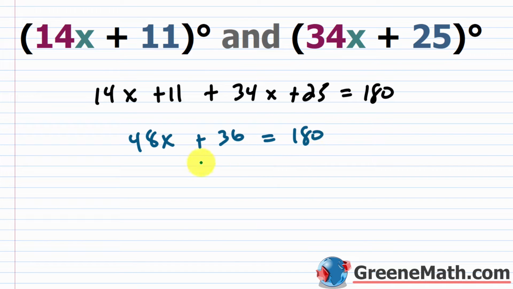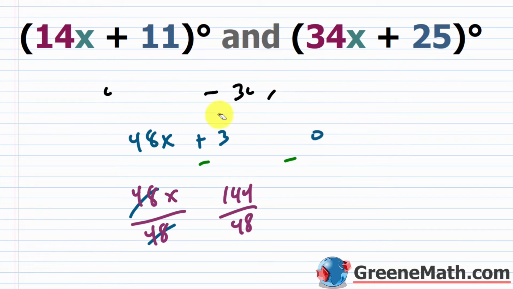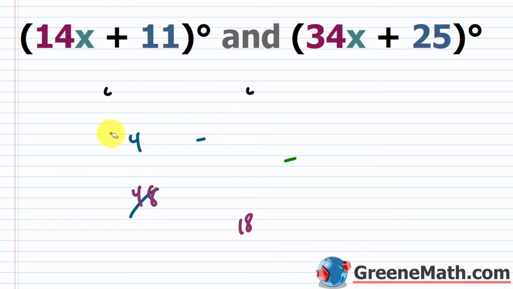What we'll do from here is subtract 36 away from each side of the equation. So this is going to cancel. We'll have 48x is equal to 180 minus 36. That's going to be 144. Let's divide both sides of the equation by 48. So this is going to cancel, and we'll say x is equal to 144 divided by 48, which is going to be 3. So again, x equals 3 is not the answer. That's just the first part. So we do have to plug in and figure out the final answer.